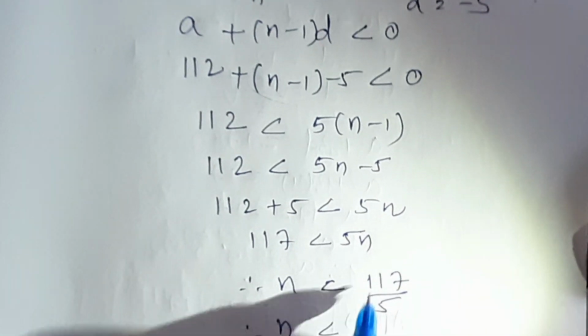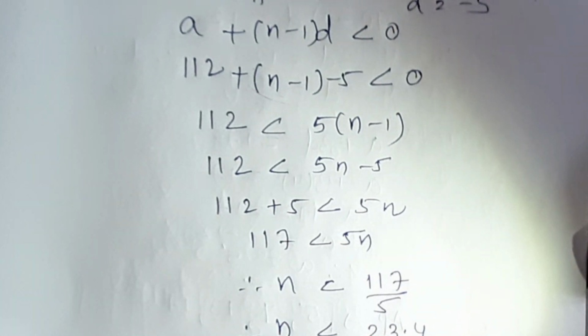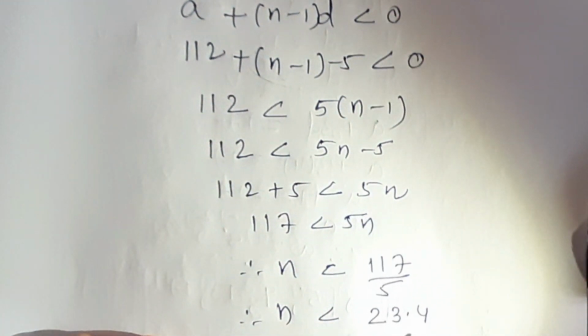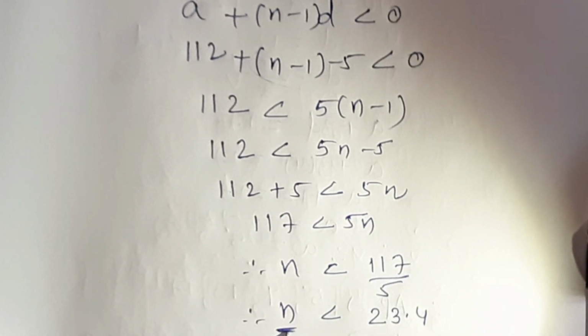Now divide them, which we are getting 23.4. So here, as the term we are getting 23.4, the smallest n will be 24th. So n is the first negative term they are asking.